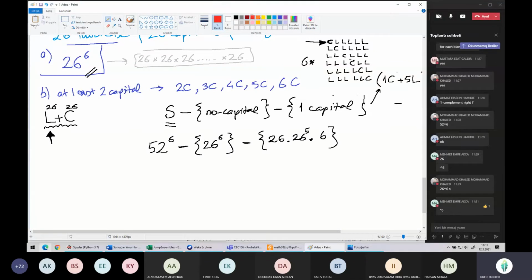This is the case for only one capital. The place of the capital can be shifted, so it has 6 different occasions. Yes, this is the answer for part B of the question. Do you agree with it? If okay, I will pass to part C.